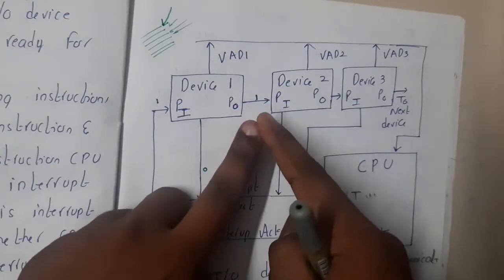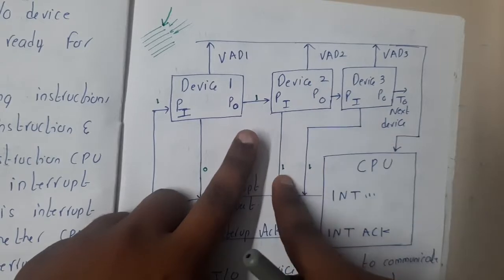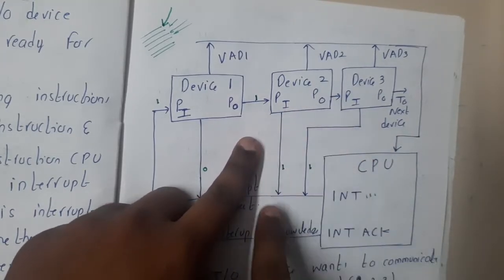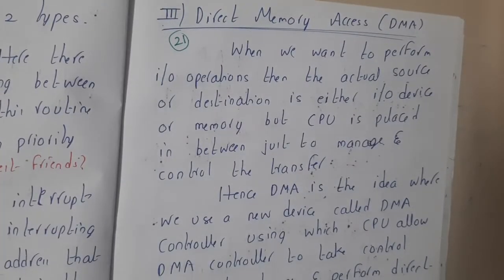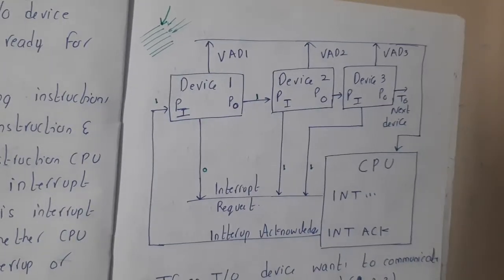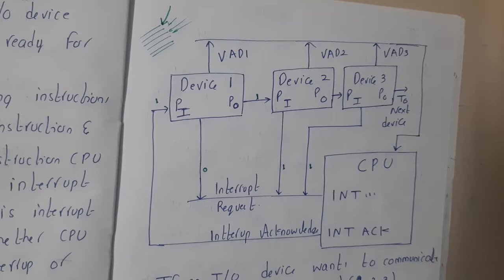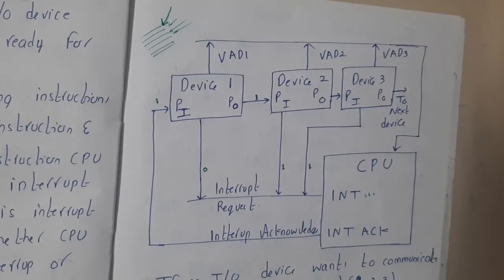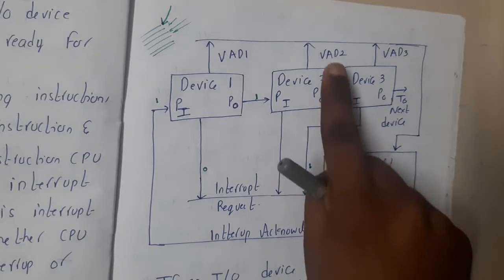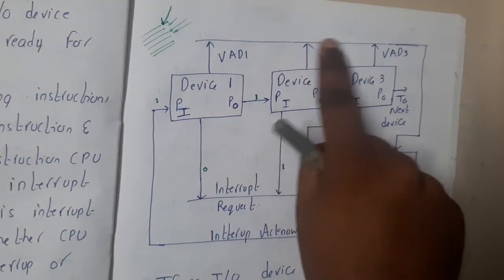Now device 2 will say, okay, luckily I got my chance, so let me send my data. It will send the data in VAD2, guys. It will send it in that particular lane. You will understand what exactly vectorized data or non-vectorized data is and all those things, so don't worry. It will send the data in that path.